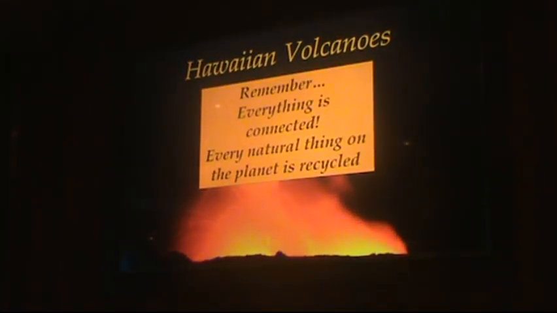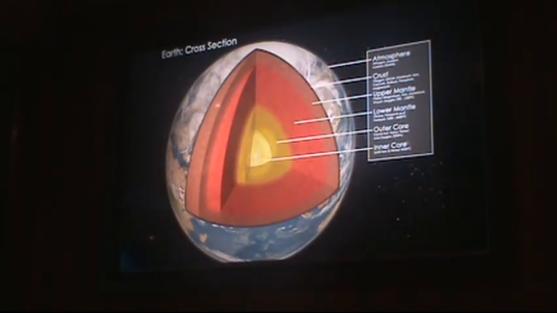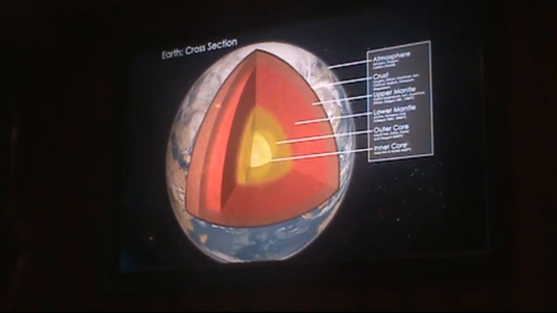Remember, everything is connected. Every natural thing on the planet is recycled, even the Earth that we walk on as well. Now, to understand how these islands form, we've got to go back to elementary school or middle school and learn just a little bit about how the Earth is formed. We have a molten core, and the inner core, and then we have this mantle and we have this crust. The molten core is mostly iron and nickel. And then we have this mantle that is just a mix of all of these different elements.